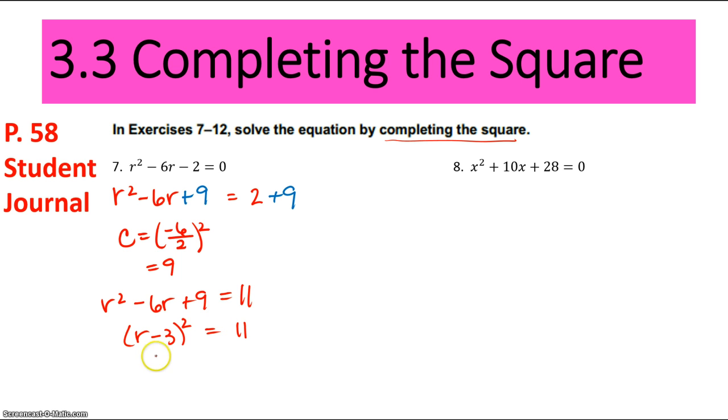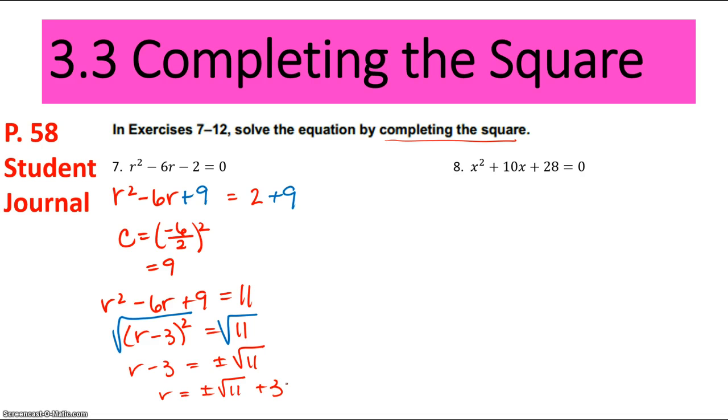Hopefully as soon as we get into that form, you realize that now I can solve by square rooting both sides. So I'm going to square root both sides, and I get r minus 3 equals plus or minus square root of 11. So r equals plus or minus square root of 11 plus 3. And that's my final answer.